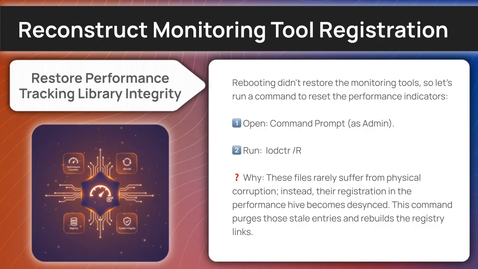Rebooting didn't restore the monitoring tools, so let's run a command to reset the performance indicators. First, open command prompt as admin. Second, you're going to type lodctr /r, then hit enter. Why are we doing this? Well, these files rarely suffer from physical corruption. Instead, their registration in the performance hive becomes desynced. This command purges those stale entries and rebuilds the registry links.